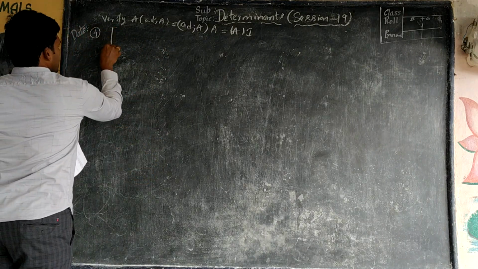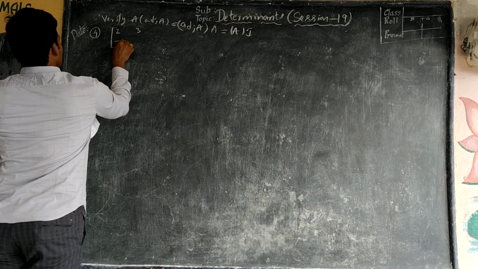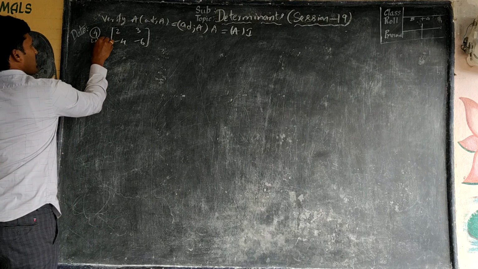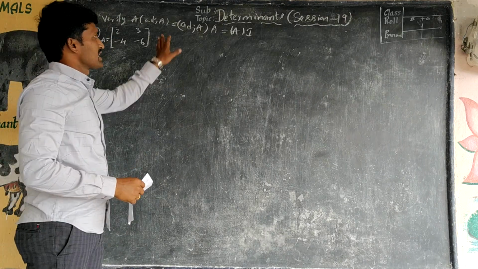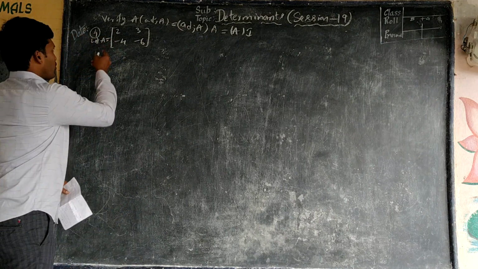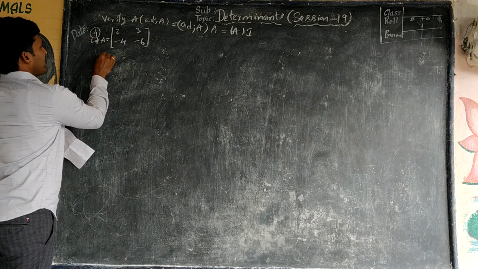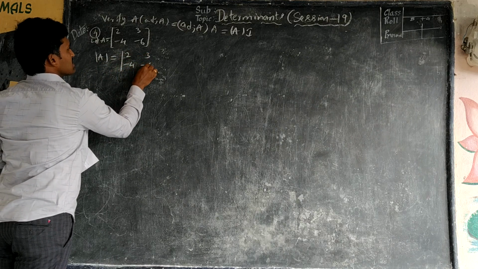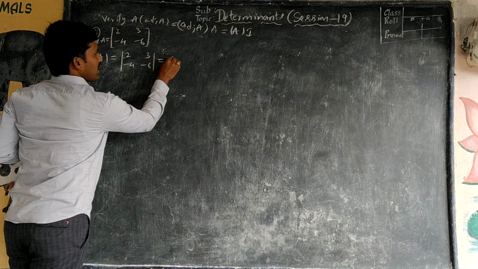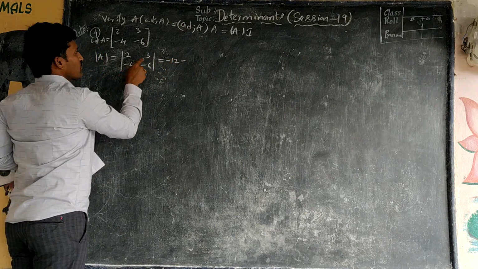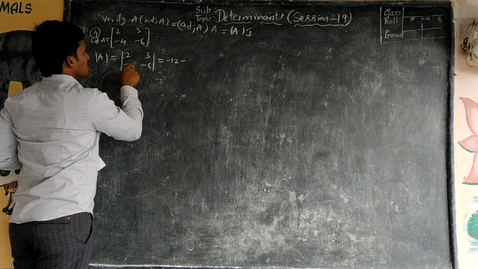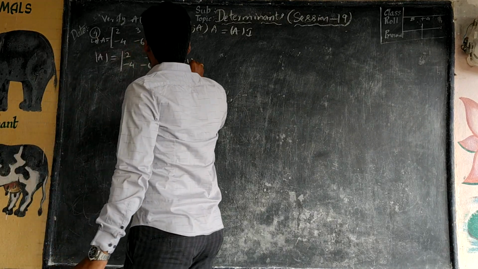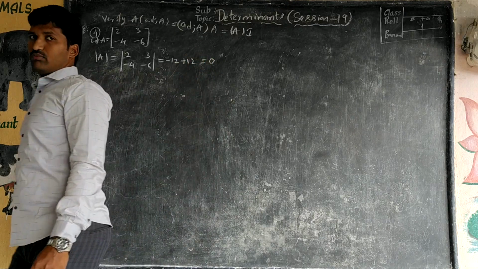The given fourth question is like this: 2, 3, minus 4, minus 6. Now, for example, assume this is a matrix. For this, we need to verify this statement. Find the det A value. Det of 2, 3, minus 4, minus 6: 2 into minus 6, minus 12, minus 4 into 3, minus minus plus 12. The determinant value we got is 0.